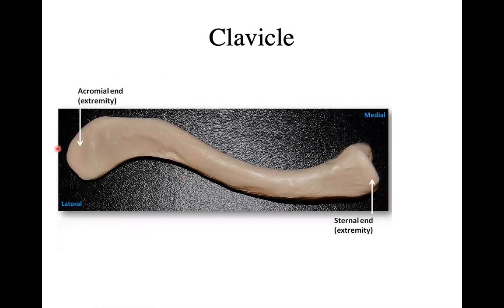So what we have is we're starting with the clavicle. The clavicle, which is also your collarbone, has two main structures. The part that is connecting to the acromion process of the scapula is called the acromial end, and the part that is connecting to the sternum is called the sternal end. If you're looking at this bone, the sternal end is thicker and more bulky, versus the acromial end, which is more flat.